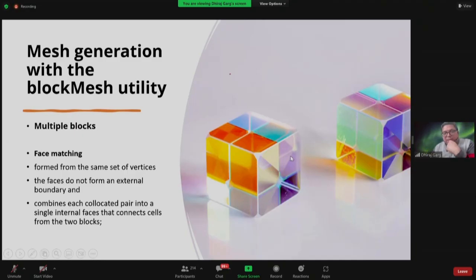What happens is that sometimes when you are generating geometry, you generate different blocks separately, but then you bring them together and merge them into a single block. When you want to merge them into a single block, you need to match faces exactly, because if they are not matching, the information passed through them will not be similar. So that is the requirement.